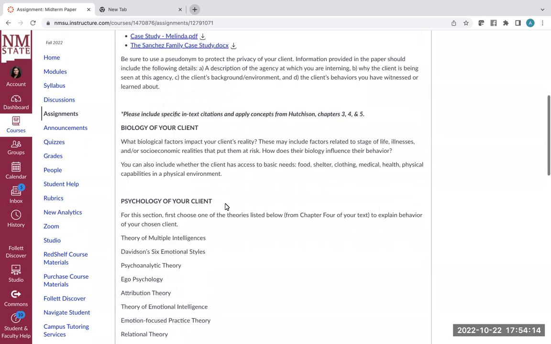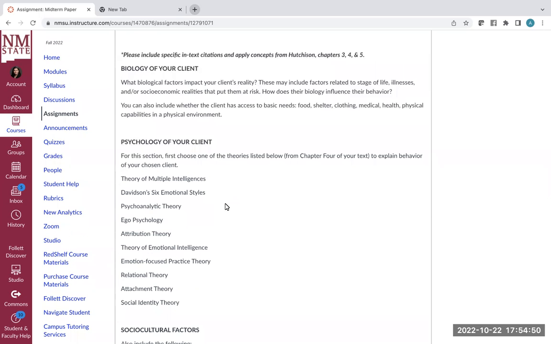And then in the following section, in the biology section, you can talk about your client's reality. For example, these can include biological factors such as the stage of life, illness, socioeconomic realities, what aspect of their biology puts them at risk. And this can include, for example, access to food, shelter, clothing, medical health, and physical capabilities in their environment.